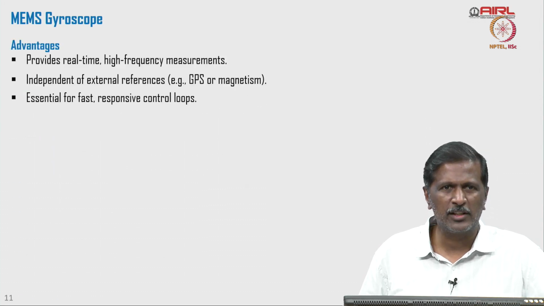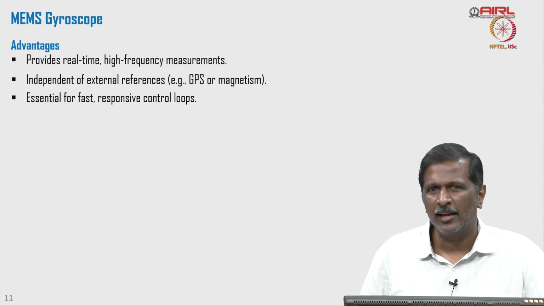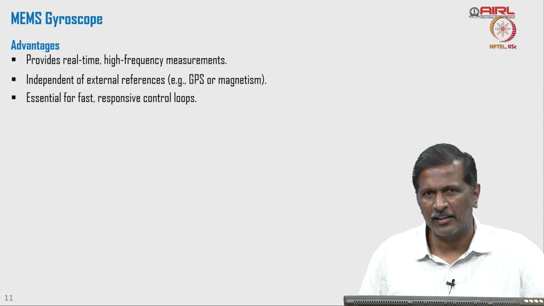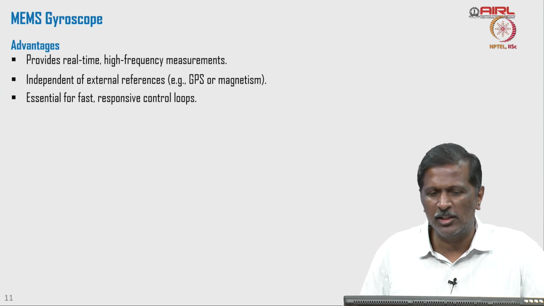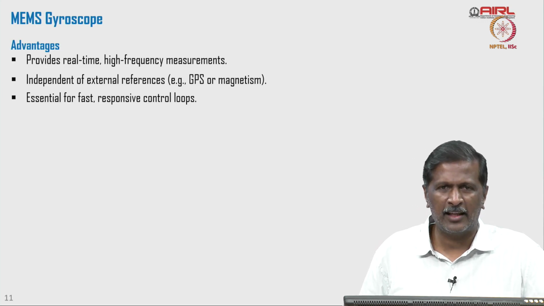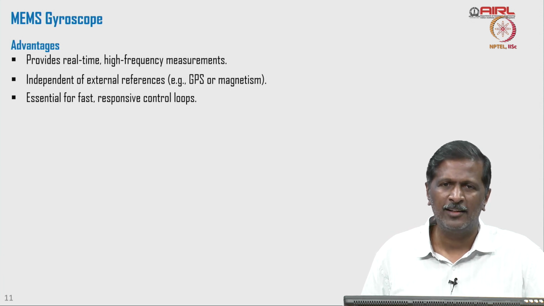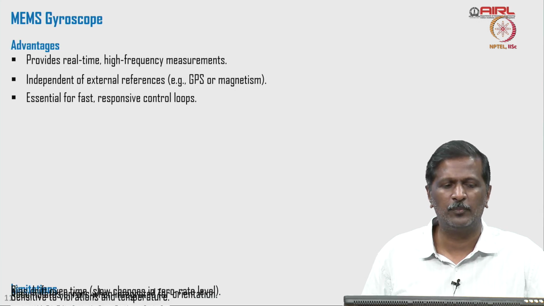What are the advantages of using a MEMS based gyroscope? They provide real time, high frequency measurements. They are independent of external references. Here we are not using any GPS or anything, and they have a very fast response, and hence they are useful for closing the loop to create stability of the drone, right.